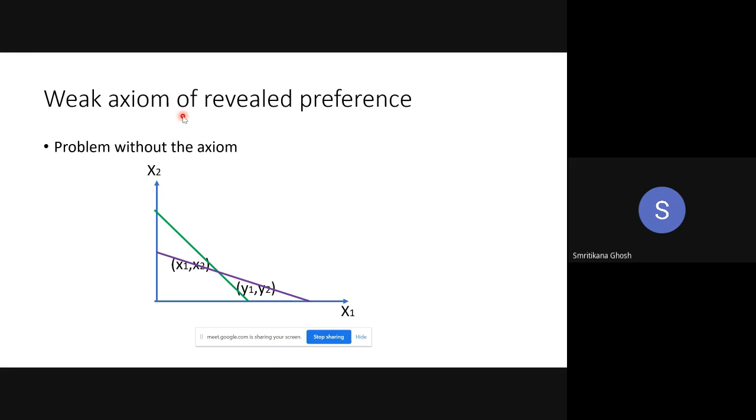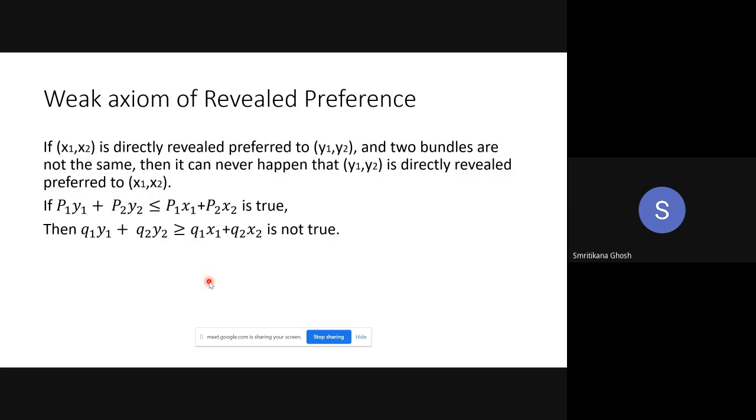Okay. Why are we assuming that? Because we are trying to avoid the confusion, because that creates a confusion. Then which one is ultimately preferred to whom? We don't know. So just to avoid this confusion, we are using the weak axiom. So let me go to the weak axiom. This is the weak axiom.